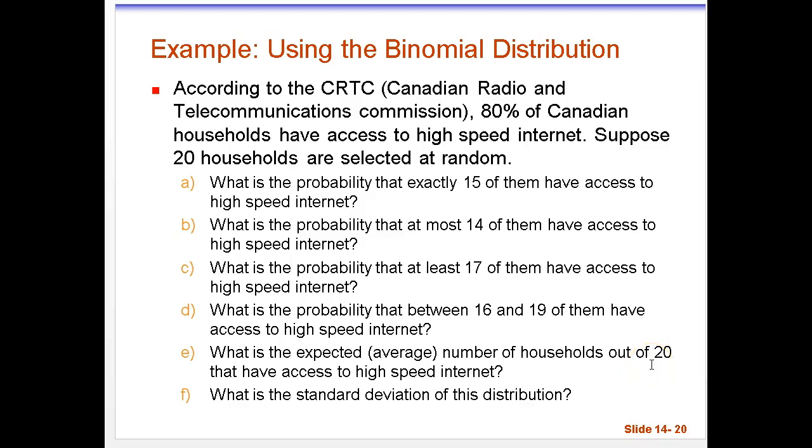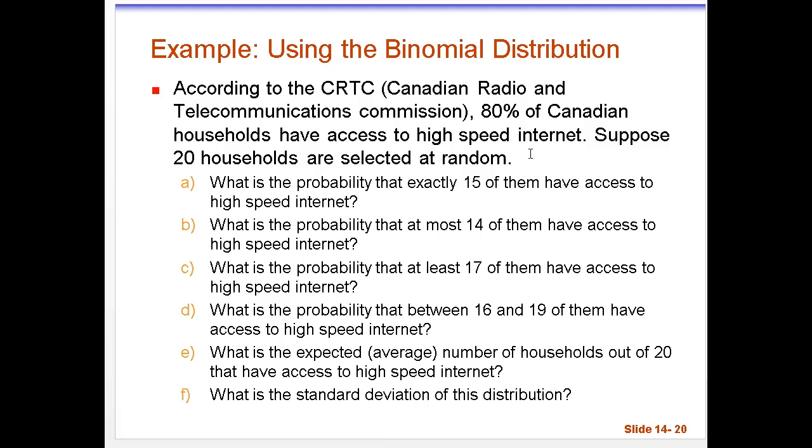Okay, let's illustrate the binomial distribution using the example shown here on slide 20. We are told that according to the CRTC, 80% of Canadian households have access to high-speed internet, and that we're going to pick 20 of these households at random. We're asked a series of questions about the probability. Now, how do I know this is a binomial distribution?